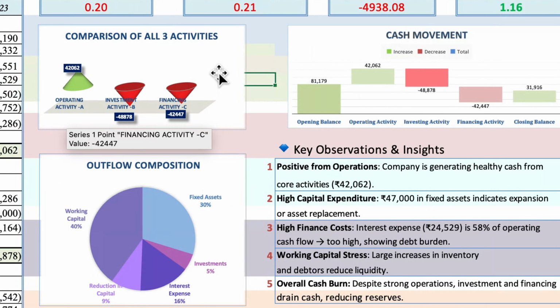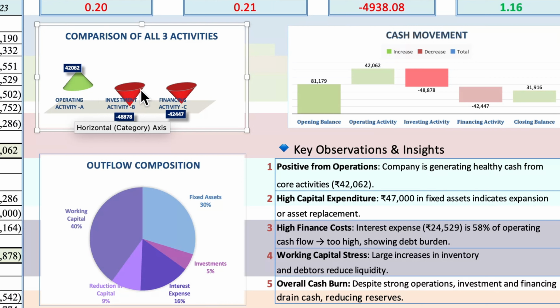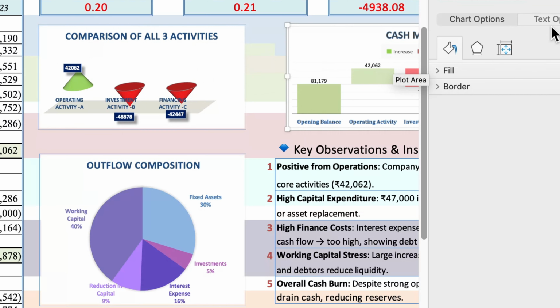So now let's look at these charts here. First one is comparison of all three activities. This is 3D column chart, and this is to show comparison between all three activities. It is operating, investing and financing activity. So first one, operating activity, it is positive cash flow, so I have shown it as upward. Investing and financing activities negative cash flow, so I have shown it as a downward with a red color, positive is with green color. And I have done some formatting and changes in shape of the column here, and also done some formatting for labels and all.